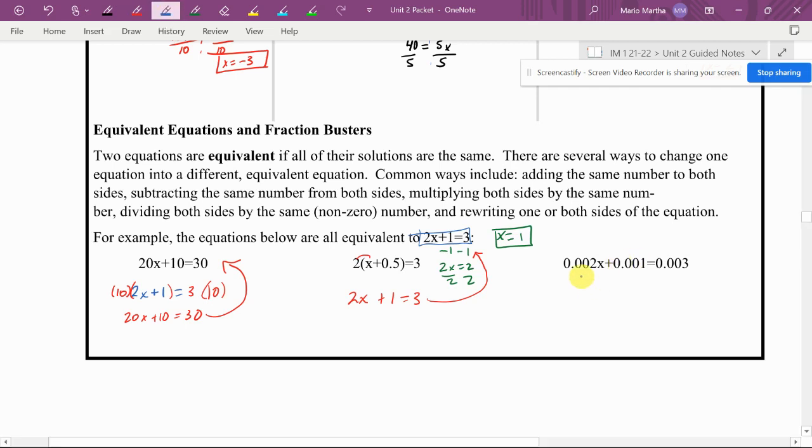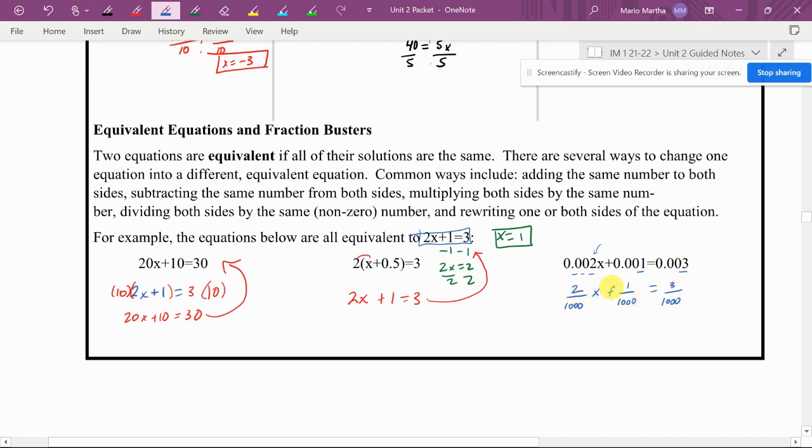And then finally here we have 0.002x plus 0.001 equals 0.003. So remember, whenever you see a decimal, if you remember which place it is in, this one is in the thousandths place, so this is the same as 2 over 1,000 times x plus, this one again is in the thousandths, so that's 1 over 1,000, equals 0.003. Again, the 3 is in the thousandths, so this would be 3 over 1,000.